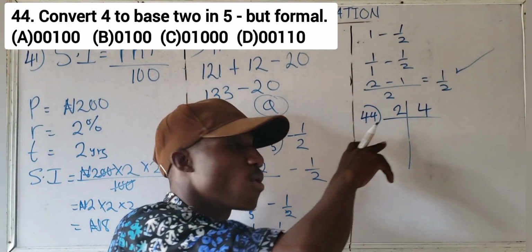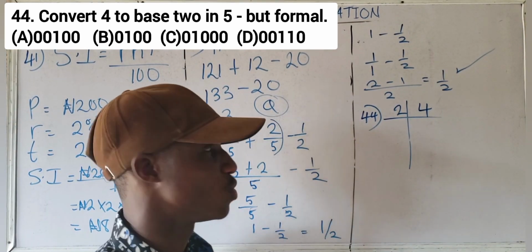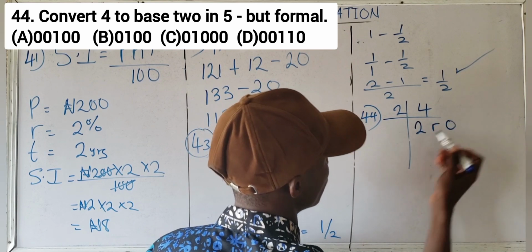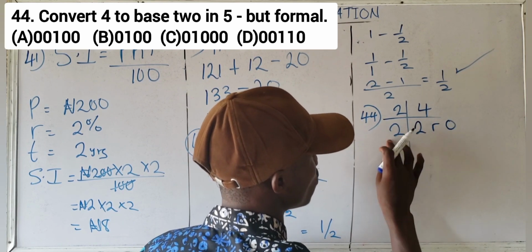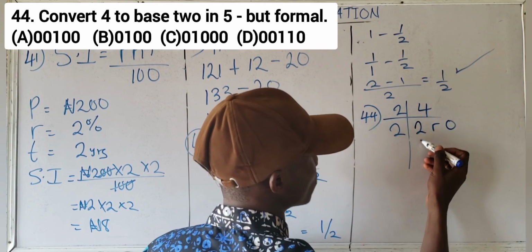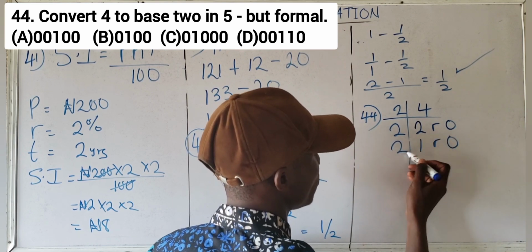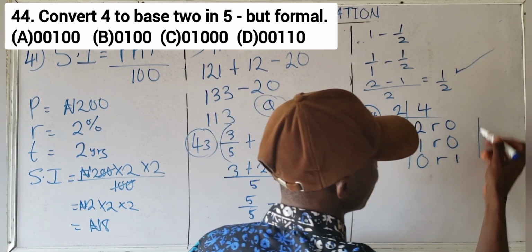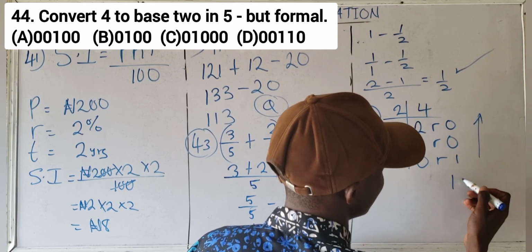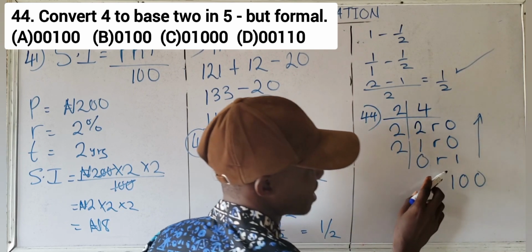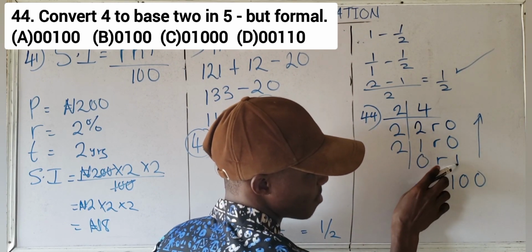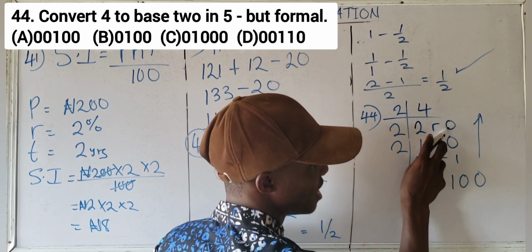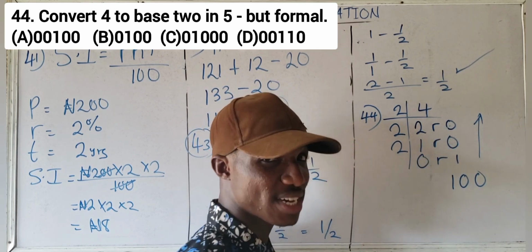So you want to convert 4 to base 2. Divide 4 by 2. Okay? 4 divided by 2 is what? 2, remainder 0. 2 divided by 2 is what? 1, remainder 0. Okay? 1 divided by 2 is what? 0, remainder 1. So you have to count it up. 1, 0, 0. See where I start? I start from here. 1, 0, 0. Don't start from here. Don't write 0, 0, 1. You're not going to get the correct answer, okay?